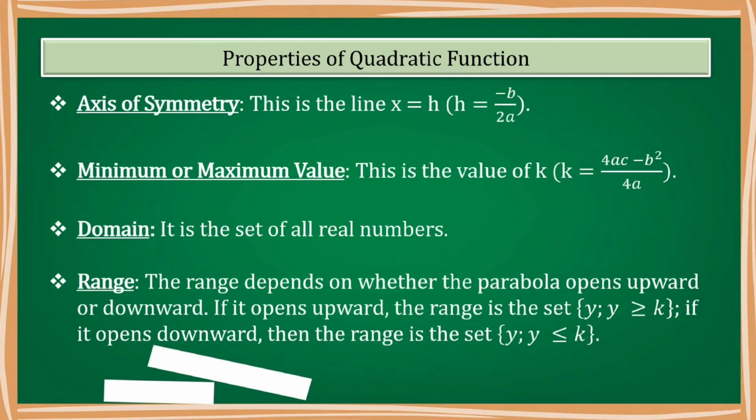The fourth property is axis of symmetry. This is the line x is equal to h. Next is the minimum or the maximum value. This is the value of k. For the domain, it is the set of all real numbers, and lastly is the range. The range depends on whether the parabola opens upward or downward.